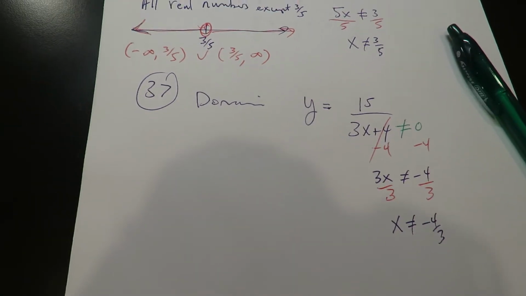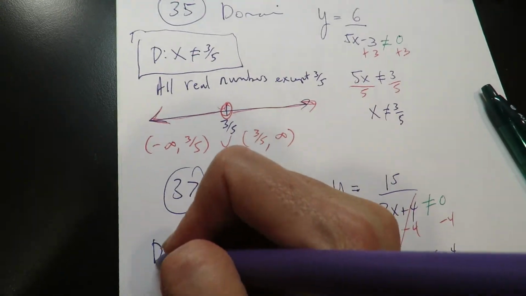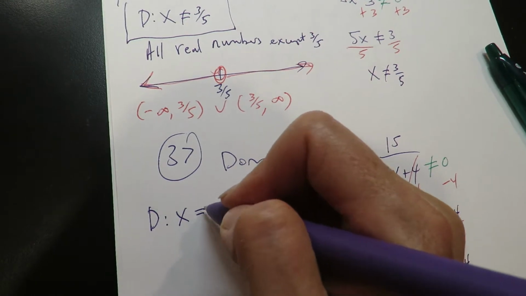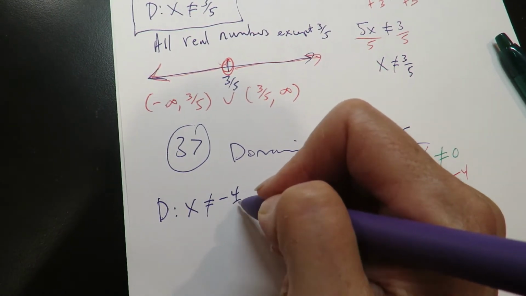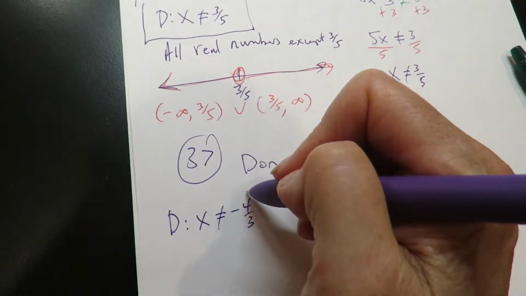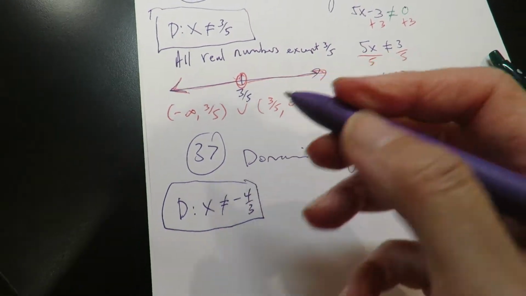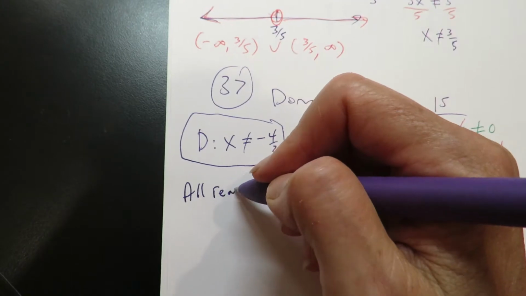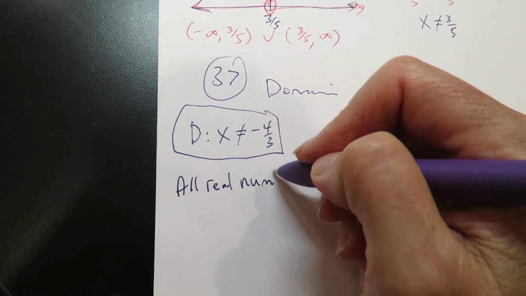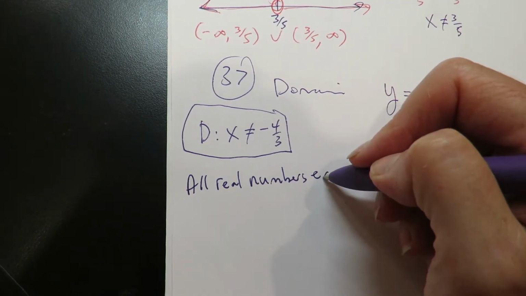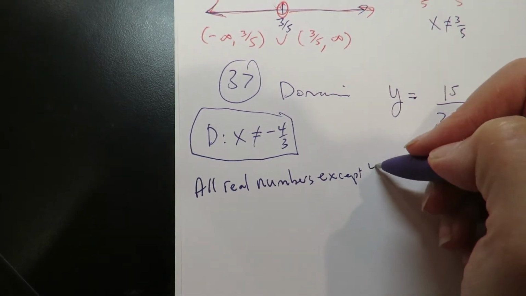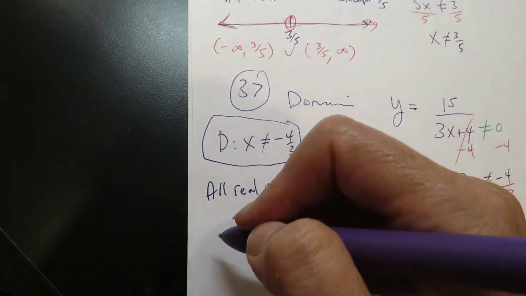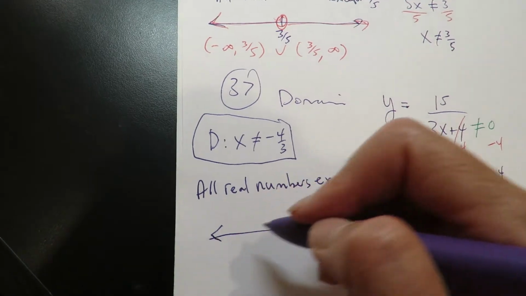So like what I did before, you can just write it just like that, as long as you have the not equal. Or you can say it in words. Or you could do that fancy notation.